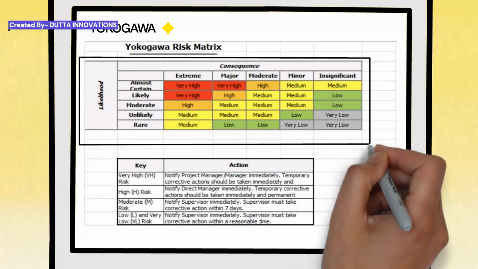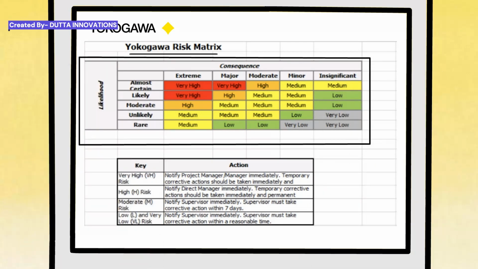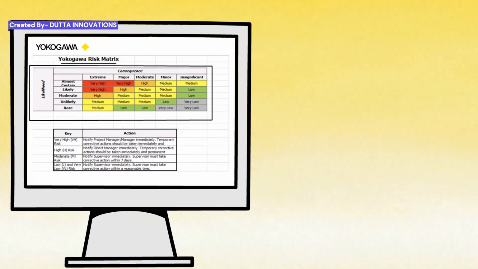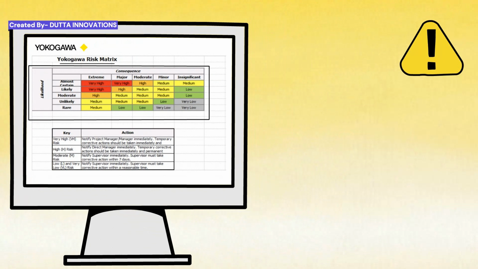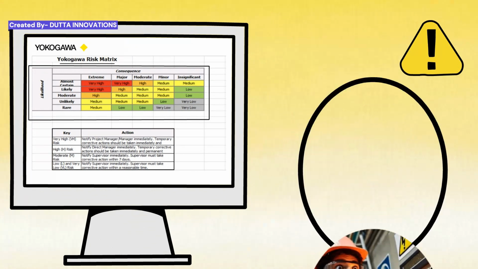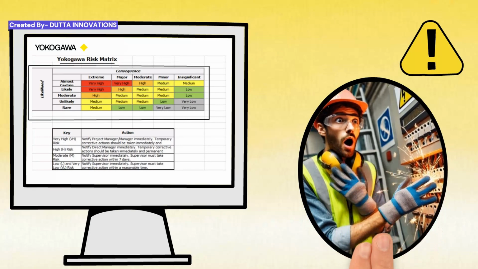For the assessment, after a control is placed, only the likelihood of the consequence can change. The consequence itself can only change if the hazard is eliminated. As an example, electric shock will have the same consequence with or without controls.